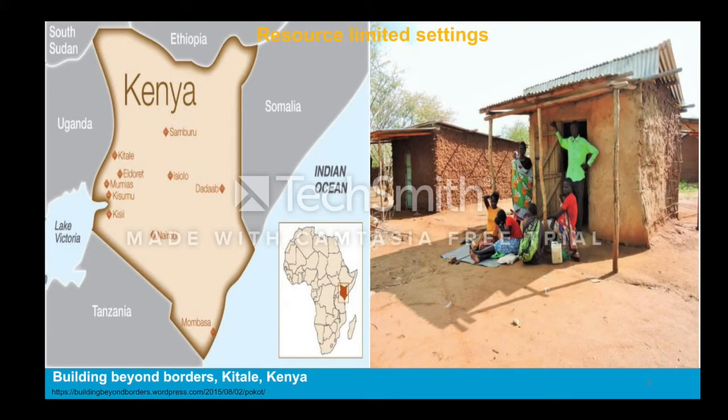Let's have a look at resource-limited settings. So this is an example of a resource-limited setting in Kitale in Kenya. Kenya is an Eastern African country, but Kitale is a region on the western side that's very close to Uganda. As you can see in the image, there is a lack of infrastructure in terms of the way that houses are built and subsequently the way that hospitals or clinics are built.